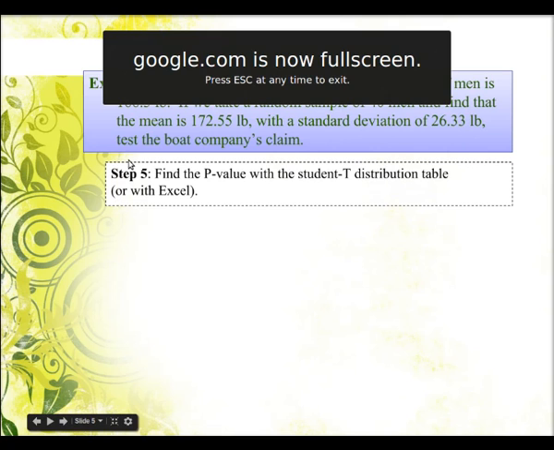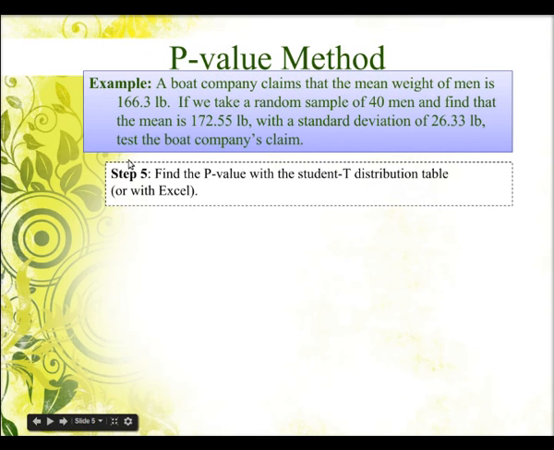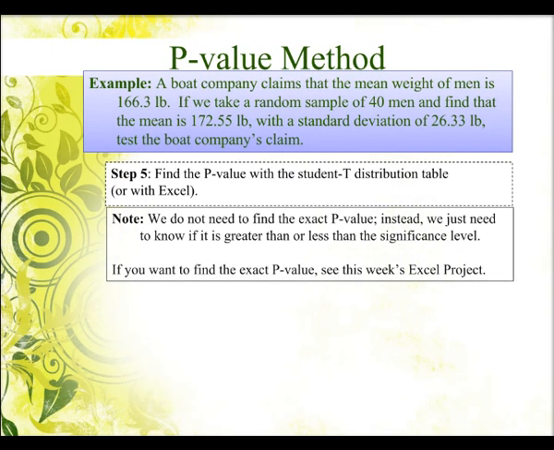So next we'll find the p-value with the student t-distribution table. You can also find the p-value with Excel if you want to know the exact p-value. But in this case, we can find just an estimate of the p-value using the t-distribution table, which is good enough if we're just comparing it to find out if it's less than or greater than the significance level, because that'll tell us whether to reject or fail to reject the null hypothesis. And that's all we really need.